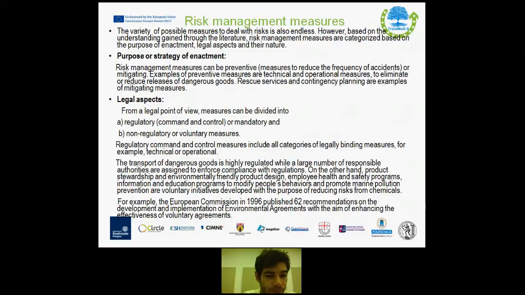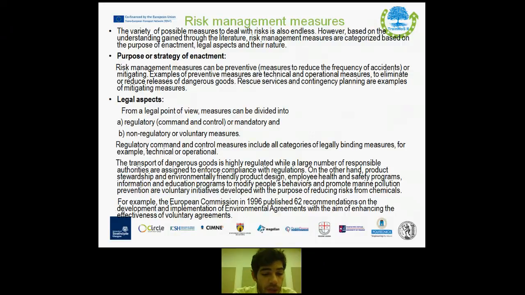With respect to legal aspects, from a legal point of view, measures can be divided into, firstly, regulatory or mandatory, and secondly, non-regulatory or voluntary measures. Regulatory command and control measures include all categories of legally binding measures, for example, technical or operational. The transport of dangerous goods is highly regulated, while a large number of responsible authorities and parties are assigned to enforce compliance with regulations.